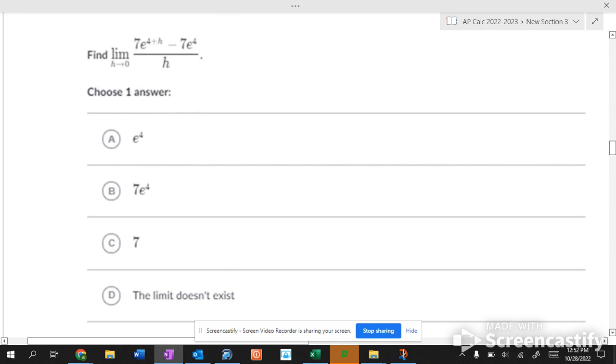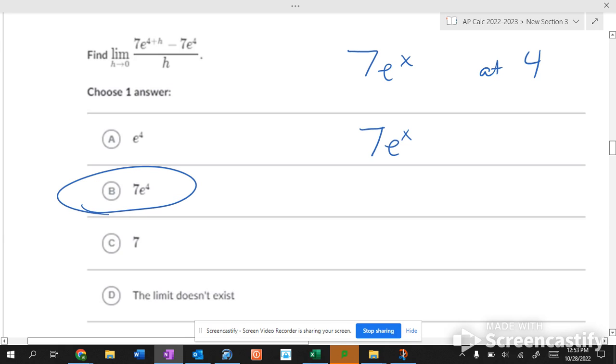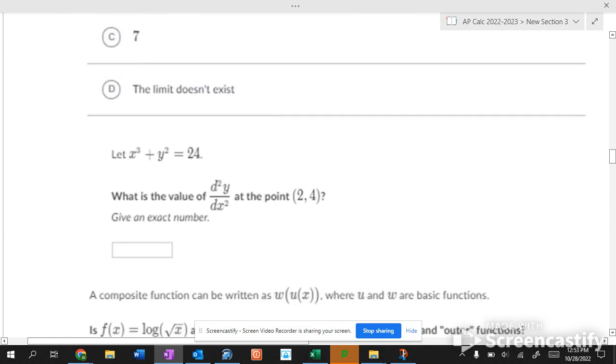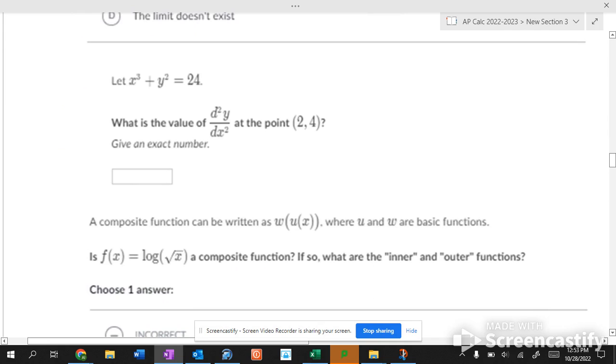All right. What is our original function here? 7e to the x at 4. Okay. So the first derivative of this would be 7e to the x dx. And so you stick the 4 in. So it's going to wind up to be 7e to the 4th. Now the second derivative of this at that point.